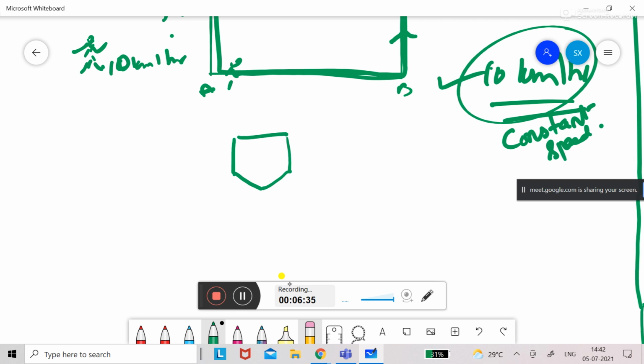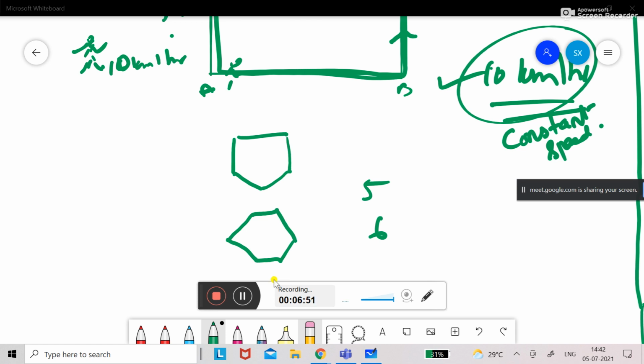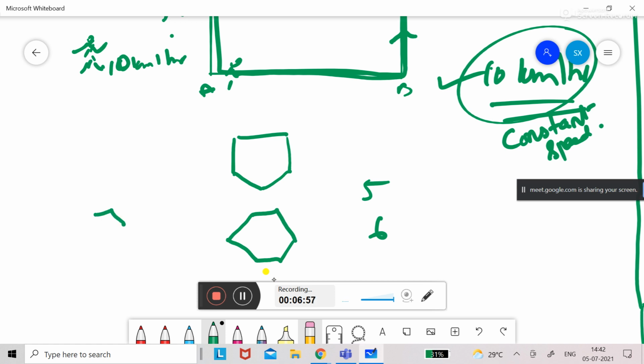Like this. How many times will he change direction? 5 times. Suppose he is running in a hexagonal field. How many times will you be changing? 6 times. So 7 means heptagon. Remember octagon, nonagon, all this is studied in mathematics. Different polygons. So you keep on changing like this.